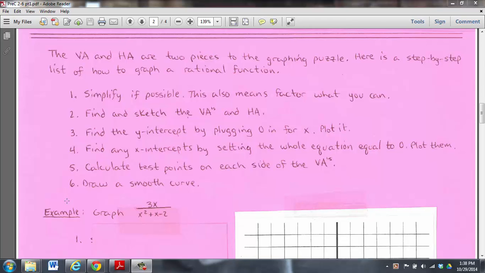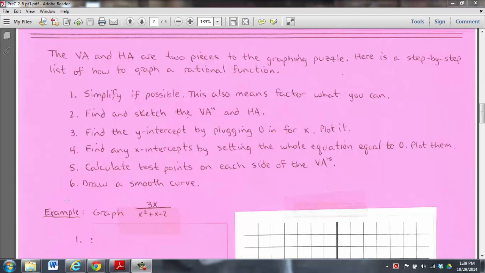Alright, gang, let's talk about graphing these rational functions. The vertical asymptote and the horizontal asymptote are only two pieces to graphing this whole deal. Here's a step-by-step list of how to graph a rational function.